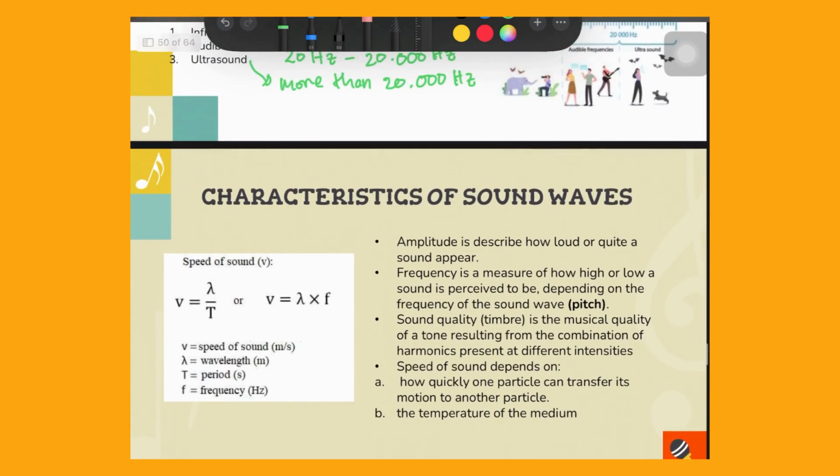Next, same as with the wave, the sound wave has characteristics. It has amplitude, frequency, sound quality or timbre, and the speed of sound. First, the amplitude. The amplitude describes how loud or quiet a sound appears. If the amplitude is higher, the sound will be louder. If the amplitude is lower, the sound will be quieter.